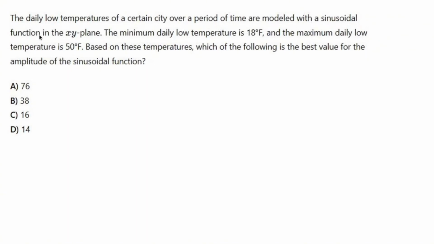The daily low temperature of a certain city over a period of time is modeled by the sinusoidal function in the xy plane. A sinusoidal function looks like this, much better than that though. The minimum daily temperature is 18 degrees. The maximum daily low temperature is 50 degrees. Based on these temperatures, which of the following is the best value for the amplitude of the sinusoidal function?